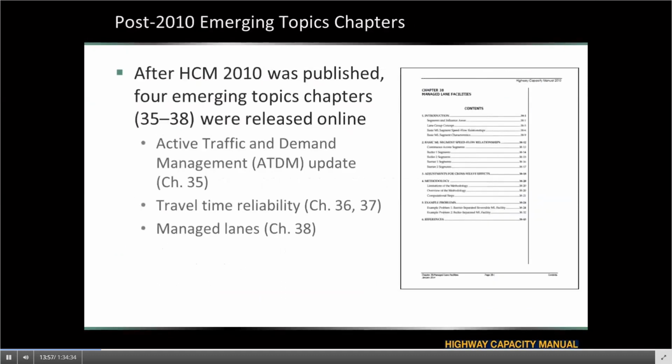The creation of Online Volume 4 as part of HCM 2010 allowed the HCM to be updated more quickly after research was completed, compared to the typical minimum 10-year wait for a new edition. Four such chapters were released online in 2014. Each chapter was standalone and could not be used in conjunction with other new material, for example, to evaluate the reliability of managed lanes.